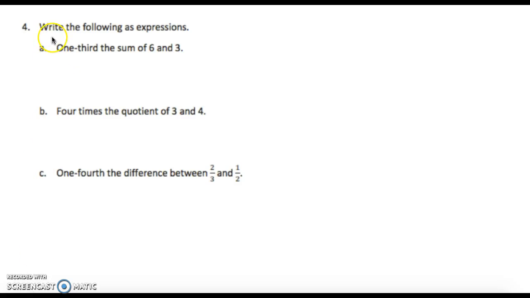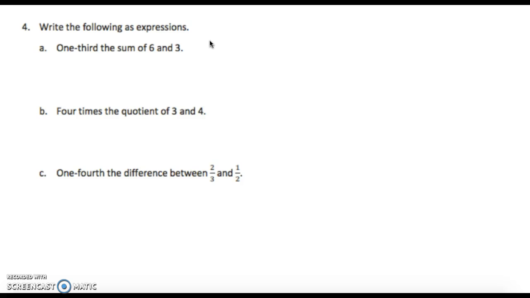Question number 4 asks you to write the following as expressions. So they're asking you to record, just with numbers and operational symbols, what is the math you need to do. You'll notice it does not ask you to evaluate or solve the expressions, so there's no need to tell us what it's worth. You just have to write down the math that you're doing.